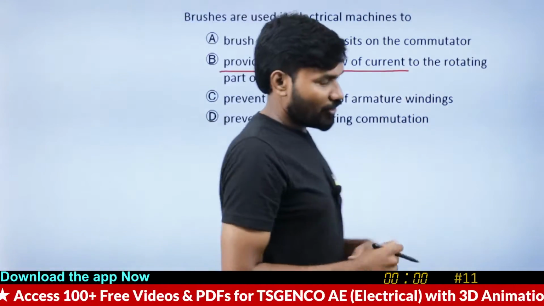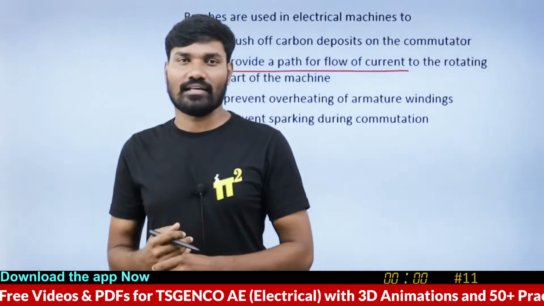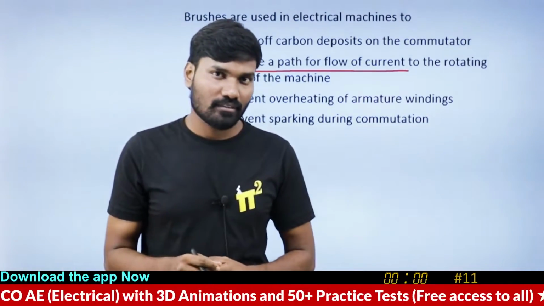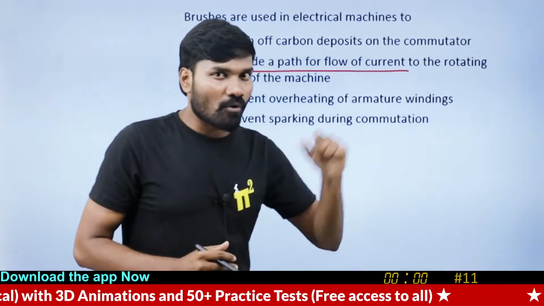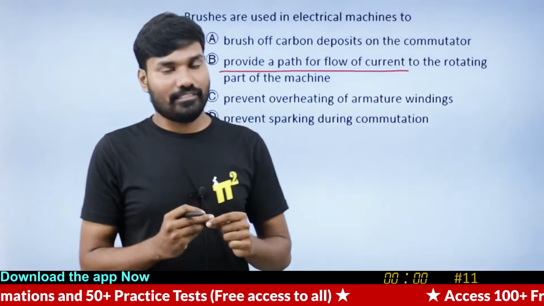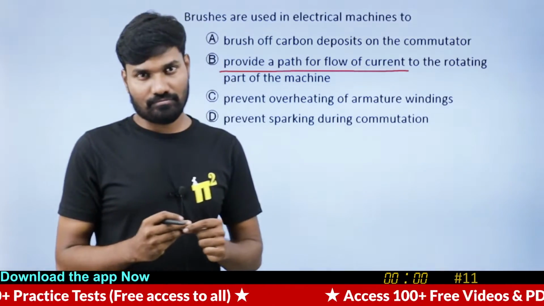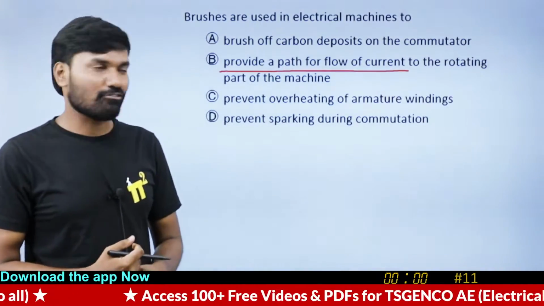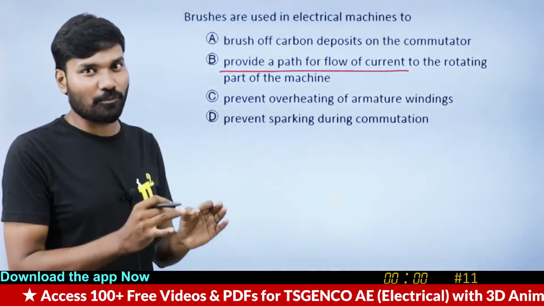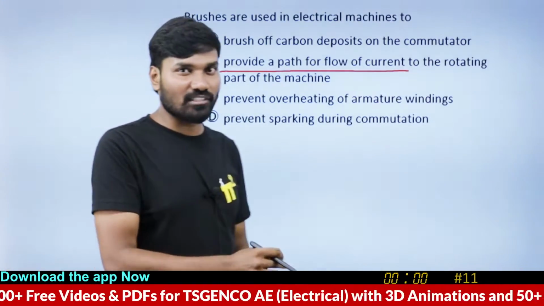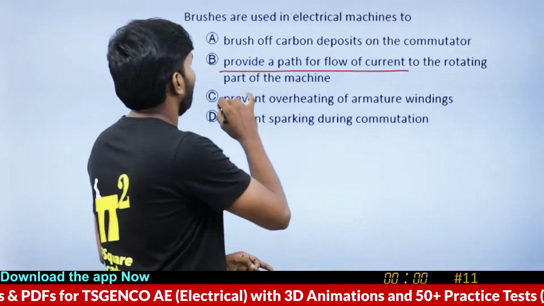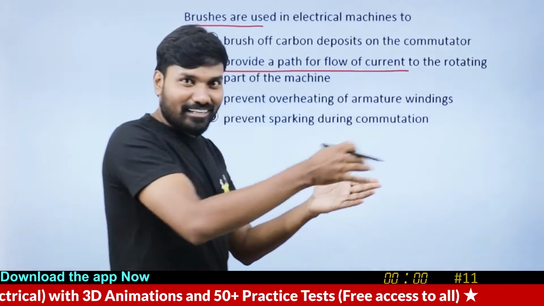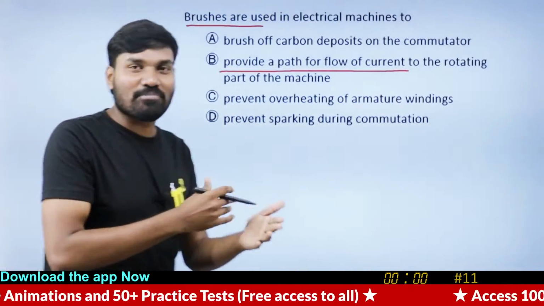path for the flow of current, because whenever you have to connect a rotating body with a stationary body electrically, anywhere, so far the only option is, of course there are induction effects and all, but the best option, the only option, whatever you have so far, even in today's world, is called a brush. It is not to dust the deposits in the commutator, not for cleaning purposes.